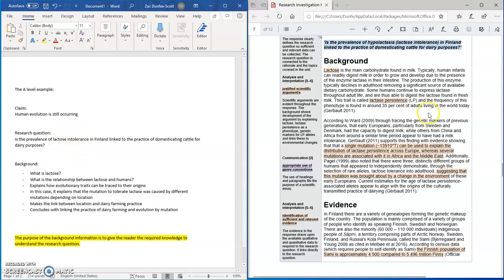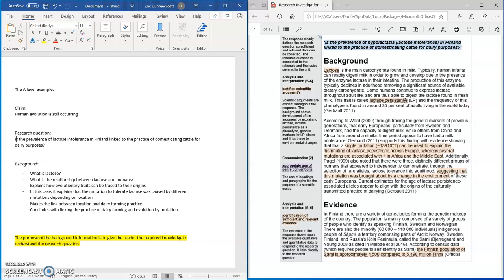What we've done in this background information is given me, the reader, information on what lactose is and the relationship between lactose and the human body. So I have an understanding now of what lactose is. Obviously, we have the ability to break down lactose when we're a kid, and a lot of us lose that ability as we get older and develop this trait, and a lot of us lose the ability to digest that lactose later on in life when we become adults. That's what we call lactose intolerance.